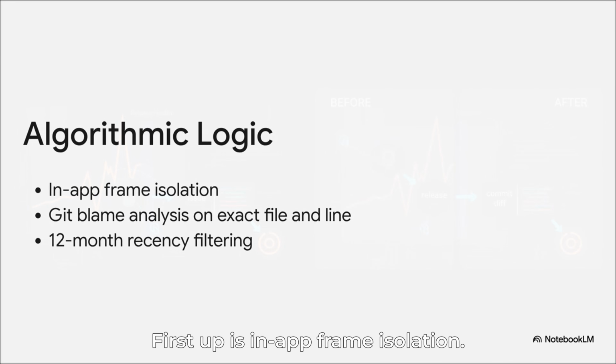First up is in-app frame isolation. It strips away all that noisy third-party library junk in the stack trace and finds the topmost frame that belongs to your actual application code. Second, git blame analysis. Sentry takes that exact file and line number from the stack trace and queries your source code management to see exactly who last modified it. And third is recency filtering. It actually ensures the commit was authored within the last 12 months, so it doesn't accidentally blame someone for some legacy code that was just an innocent bystander to a much newer bug.